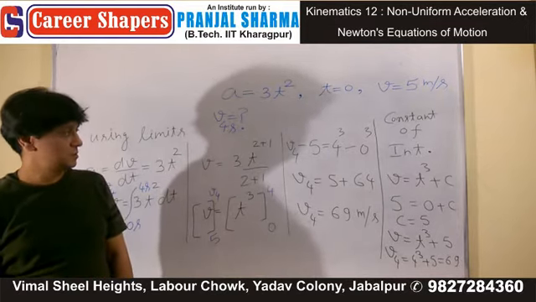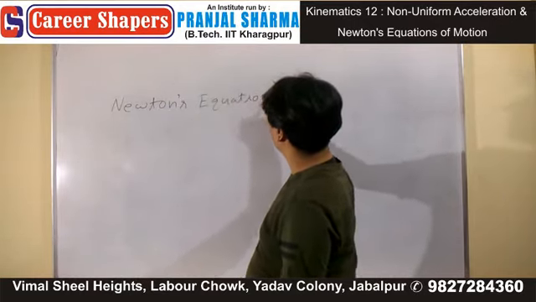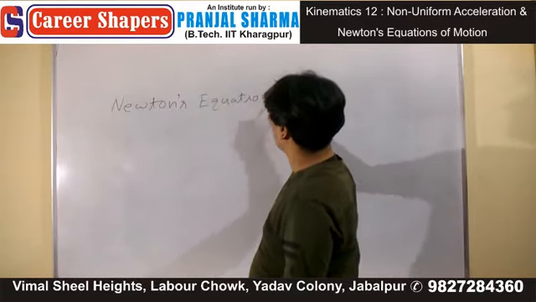Now write down Newton's equations. Basically, we are interested in those equations: v equals u plus at, s equals ut plus half at square. These are called Newton's equations of motion.